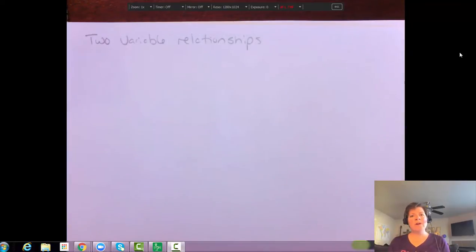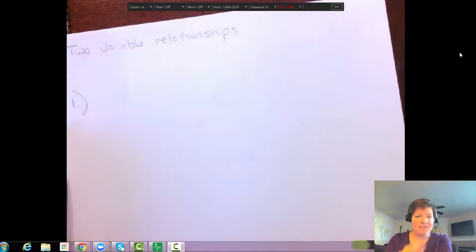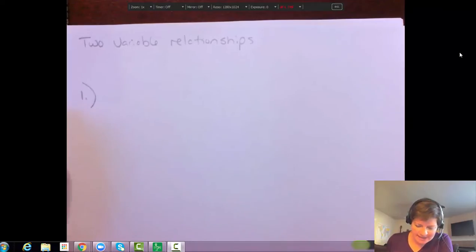Well, with two variable relationships, there might be more than one combination that works. That's what we're looking at in this section, and we're going to start with just what is a two variable relationship. So let's look at one example here of something that does have two variables, and we'll write that out as an equation.